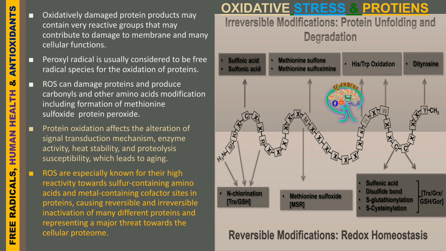Now here, if these particular proteins are going to get oxidatively damaged, then they are going to show a different action compared to the normal action. When you consider this different action, it can produce very reactive signals, which can be very hazardous to that particular cell type and the tissue. Peroxyl radical is usually considered to be the free radical species for the oxidation of proteins. So the majorly observed free radical which is going to react with these particular proteins is the peroxyl radical.